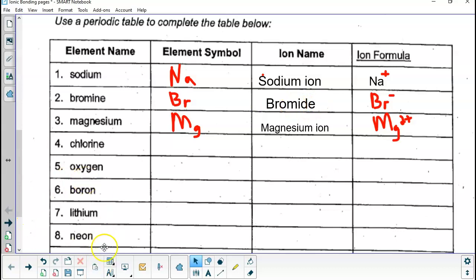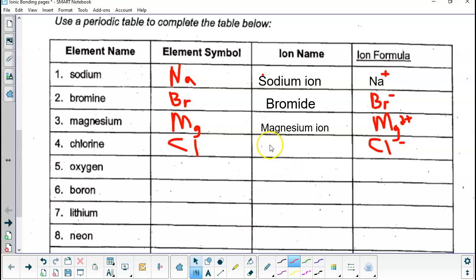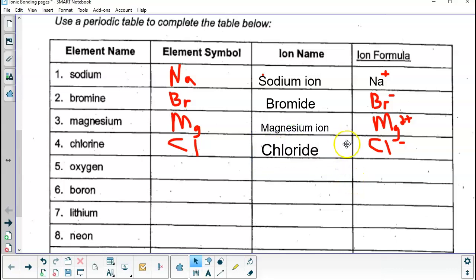All right, one more real quick before my timer runs out, and then you can try some on your own. The symbol for chlorine is Cl. And on the periodic table, Cl has a -1 charge. So I would put a negative. And because it's a negative, I need to change the ending on the name. So chlor, and instead of "ine" on the end, I'm going to do "ide." Chloride, which is a term that you've probably heard of before.